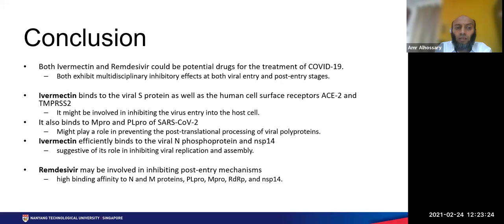Additionally, ivermectin effectively binds to the viral N-phosphoprotein and non-structural protein 14. This is suggestive of its role in inhibiting viral replication and assembly. And finally, remdesivir may be involved in inhibiting post-entry mechanisms, being found to have high binding affinity to N protein, M protein, papain-like protease, main protease, RNA-dependent RNA polymerase, and non-structural protein.